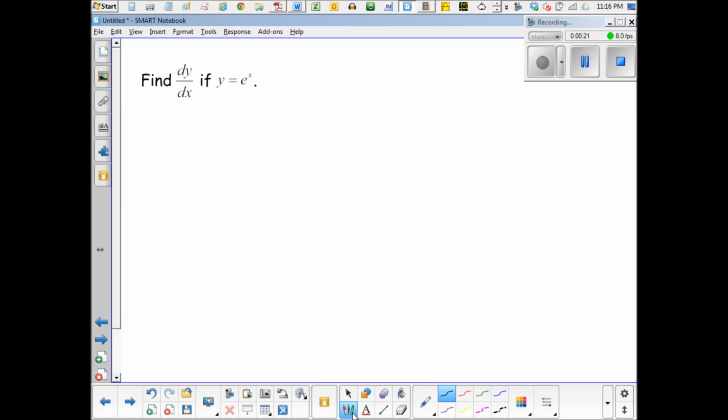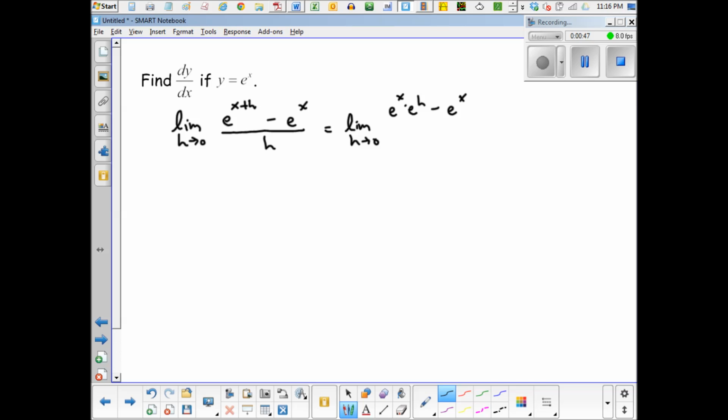Okay, so actually we can start this off by using our limit definition of a derivative, the derivative of e to the x. So it will be e to the x plus h minus e to the x, all over h, and then the limit as h goes to 0. Okay, we can take our e to the x plus h and write it as e to the x times e to the h. We can factor out an e to the x.